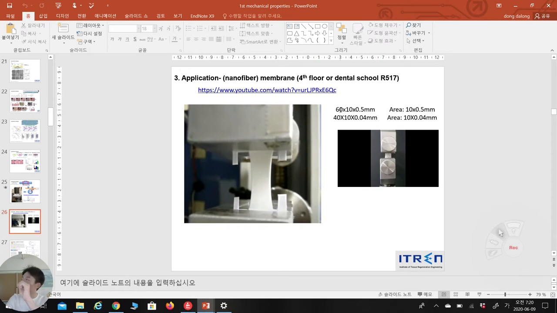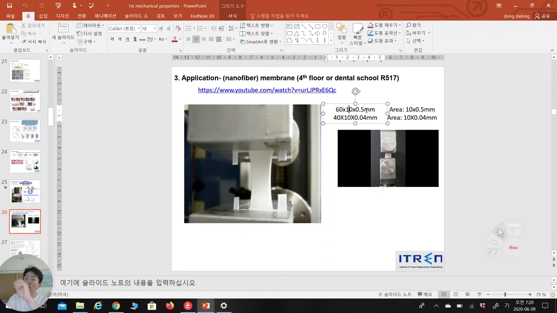So when you make this kind of 60, 10, 0.5 millimeter membrane or nanofiber, what is the area of the injected? So this is the area, okay? 10 multiplied by 0.5 millimeter. Because you only have to consider when you cut this horizontally, there is one surface. This surface is a 10 by 0.5 millimeter area, okay? So as you know, when you want to measure the stress, you always have to consider how much force in Newtons was applied, and then what is the area. So this is the area of this specimen.